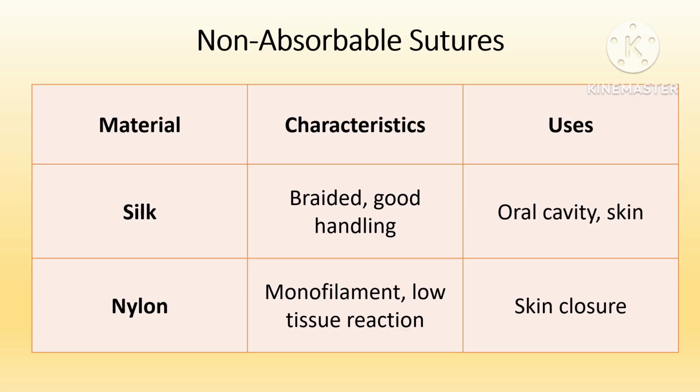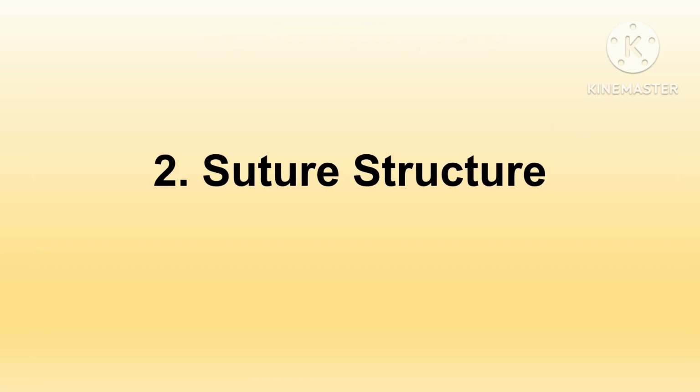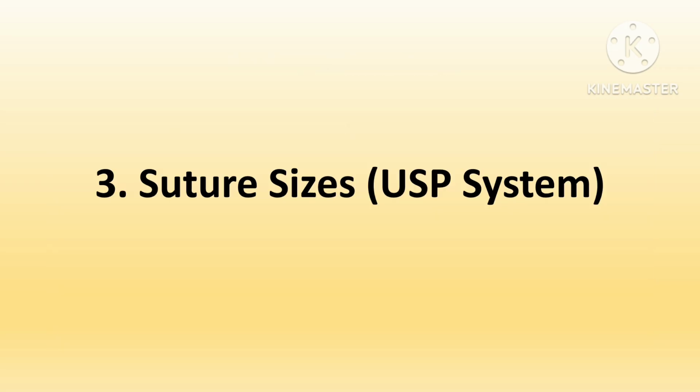Based on structure, monofilament sutures are smooth, single-stranded. They slide easily through the tissues and have less chance of infection. On the other hand, multifilament sutures, which are braided threads, are easier to handle and tie securely, which saves time during surgery. When we talk about suture gauge, we are really talking about how thick or thin the suture thread is.